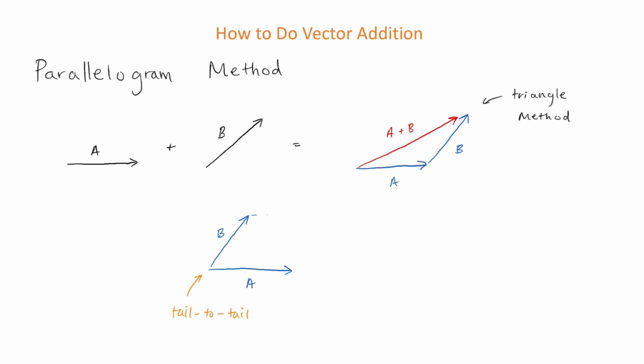Then you would draw two lines that are parallel to each vector, and the resultant is the diagonal of the parallelogram. Now honestly, I much prefer the triangle method, but whatever method you use, you will get the exact same answers for the magnitude and direction of the resultant.